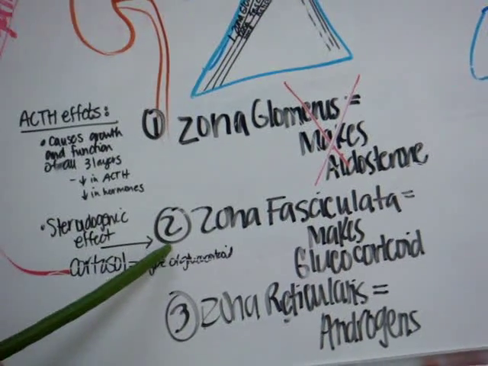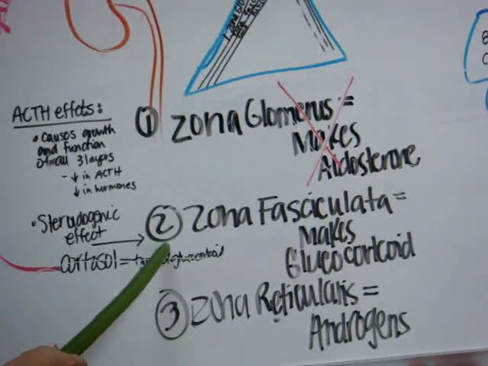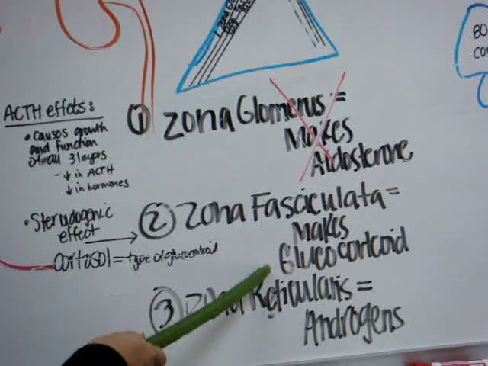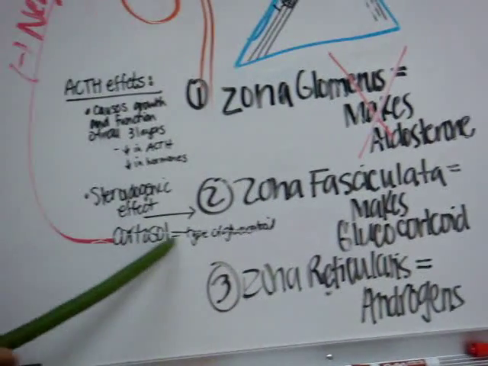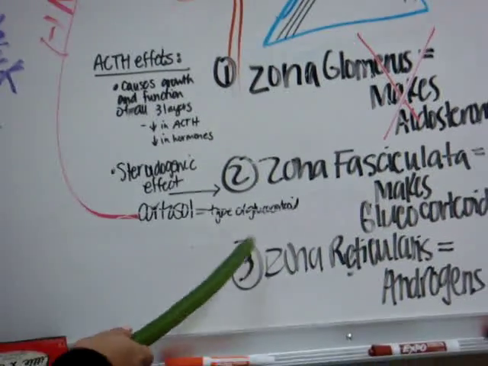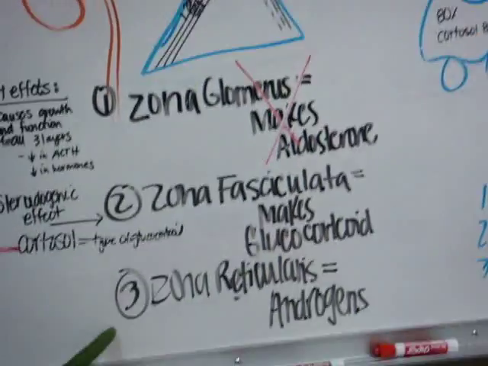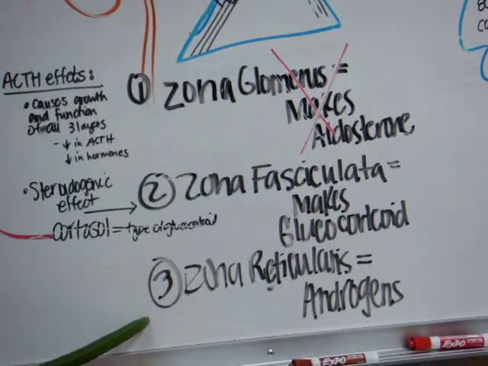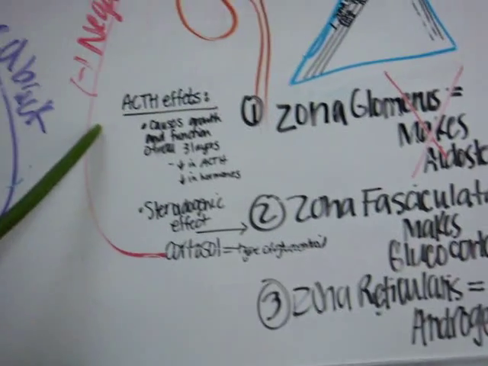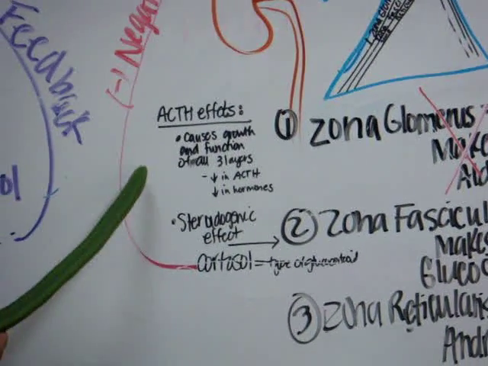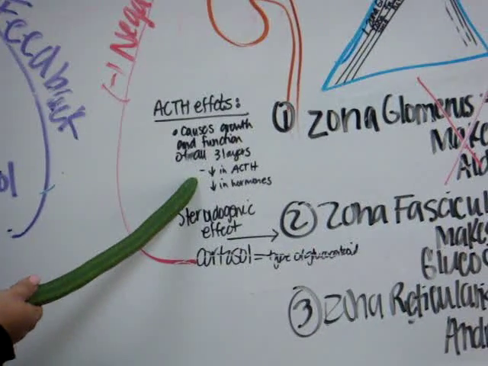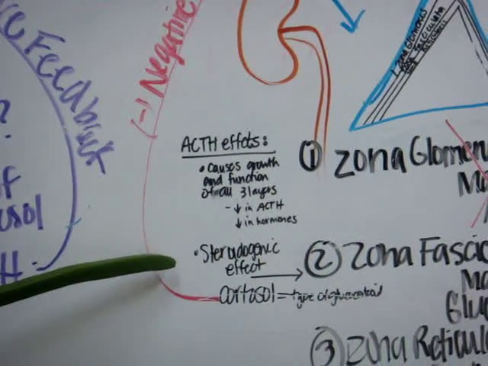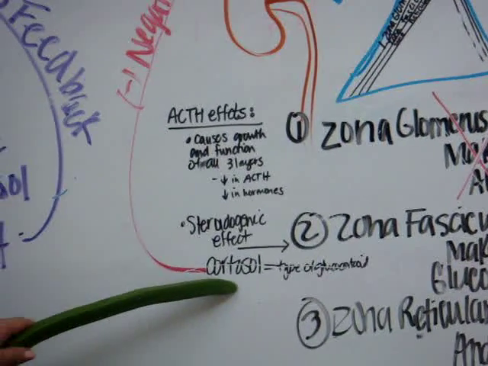ACTH affects the zona fasciculata by helping with growth and function, and it also helps make glucocorticoids. One of the main glucocorticoids is cortisol, which is a steroid. The third layer, the zona reticularis, makes androgens. ACTH causes the growth and function of all 3 layers, so if you decrease ACTH, there'll be a decrease in hormones. It also has a steroidogenic effect, which causes the release of cortisol.